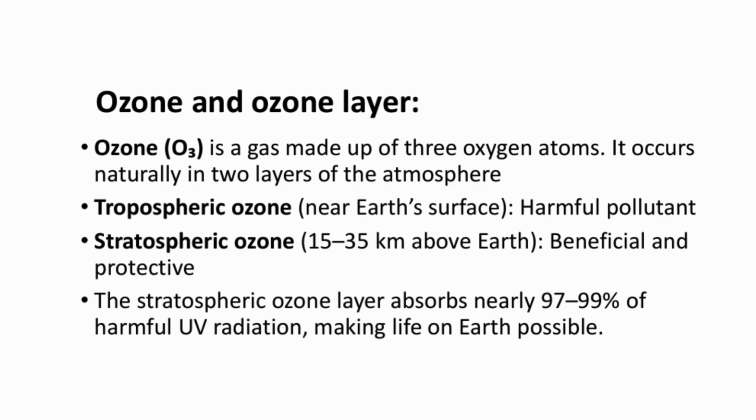There is the ozone and ozone layers. Ozone, O3, is a gas made up of three oxygen atoms. It occurs naturally in two layers of the atmosphere. Tropospheric ozone is near the Earth's surface and is a harmful pollutant. Stratospheric ozone, which is 15 to 35 kilometers above Earth, is beneficial and protective. The stratospheric ozone layer absorbs nearly 97 to 99% of the harmful UV radiation, making life on Earth possible.